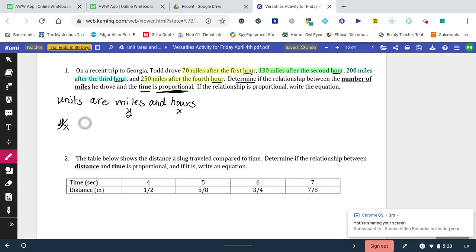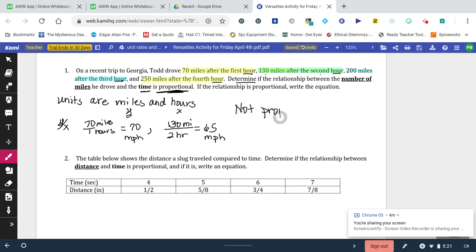So I'm going to take 70 and divide by 1, because 70 refers to miles and 1 is hours. Keep in mind, Y is miles, X is hours. 70 divided by 1 is 70. Then I'm going to take 130 miles and divide it by the second hour, which is 2. 130 divided by 2 isn't 70, it's actually 65. So this is 70 miles per hour, and this is 65 miles per hour. As you can tell, it says determine if it's proportional. It's not proportional because our unit rate went from 70 to 65.